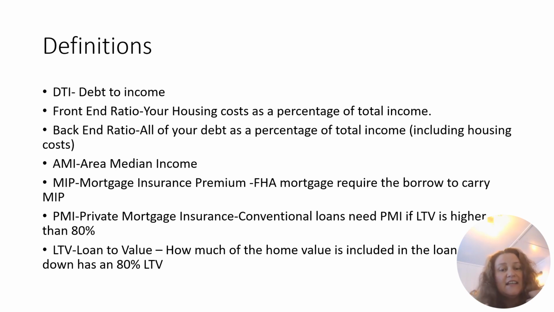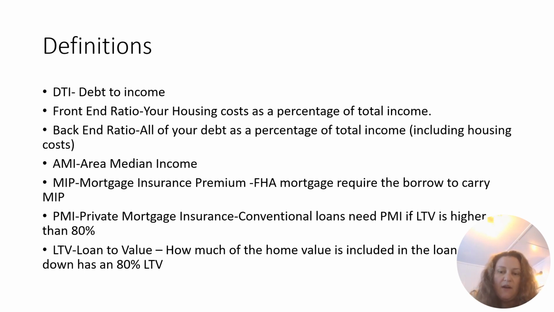One is debt to income. So that's the ratio between how much debt you have and how much income you have. Those could be either front end or back end ratios. The area median income. So this is literally just the median income per your area. We have all kinds of resources to help you figure out what that is. So if you want to know if you meet that, you can just reach out to me and I'll help you with that.